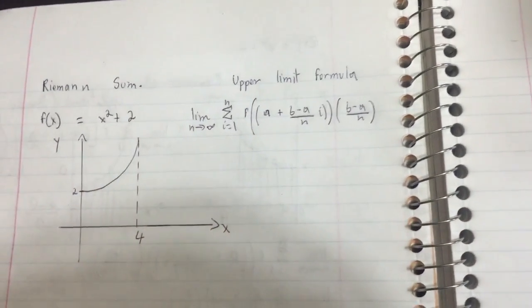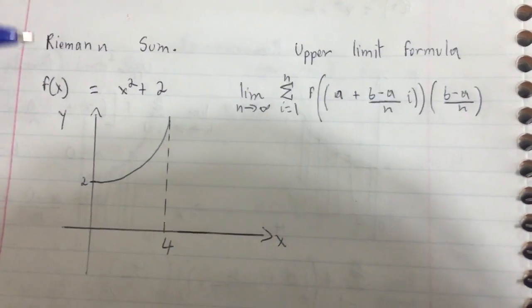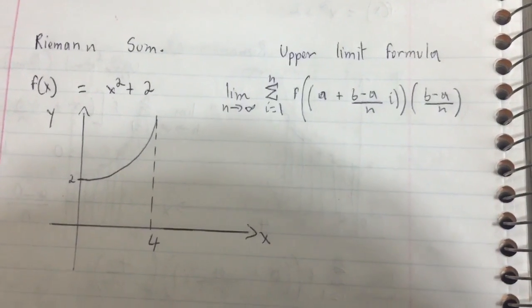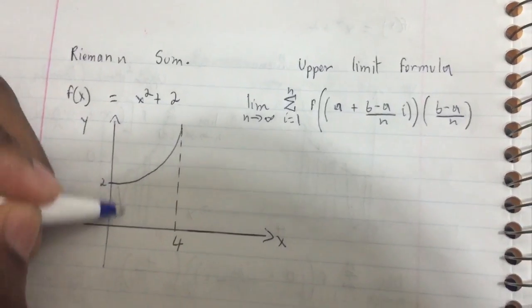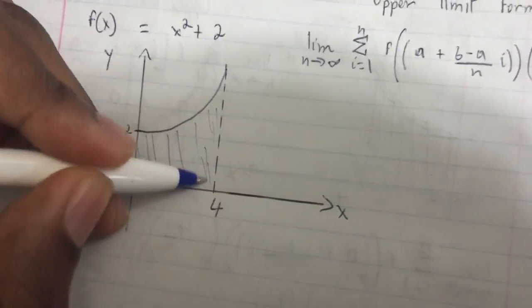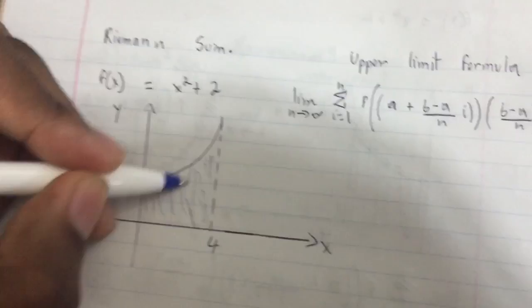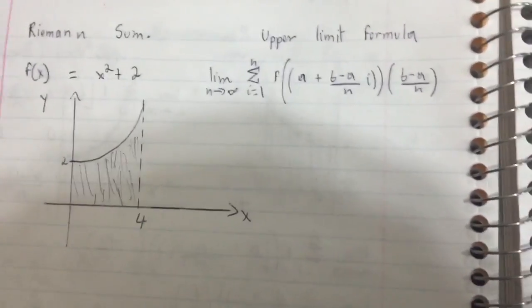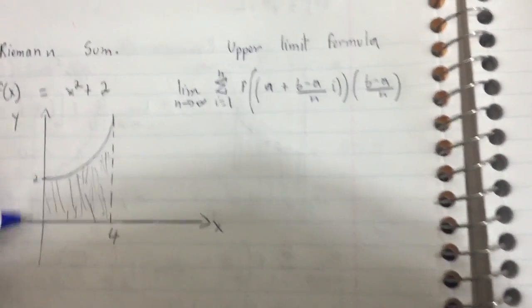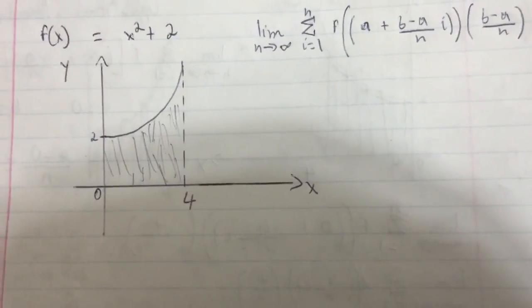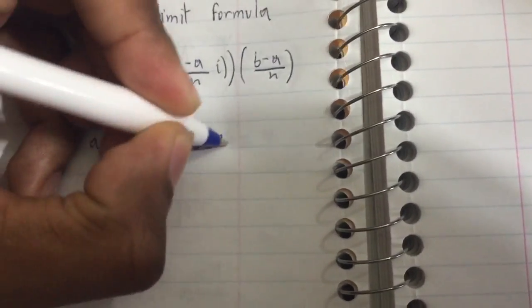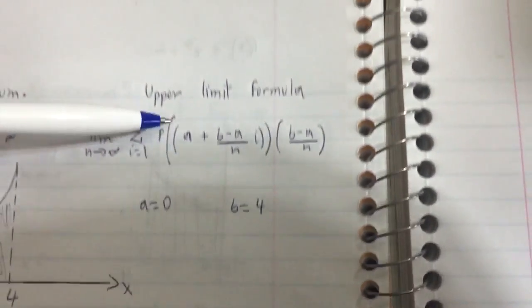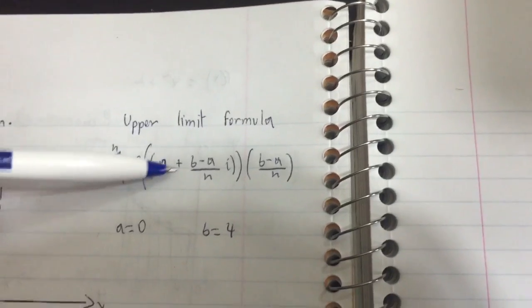In this case, we have our graph right there, which is f of x equals x squared plus 2. We want to look for the area under this curve, which will be this area right there, the shaded area. Now we have our boundary, which is from 0 to 4. Let's say a equals 0, b equals 4. It's the same thing as this a and this b.